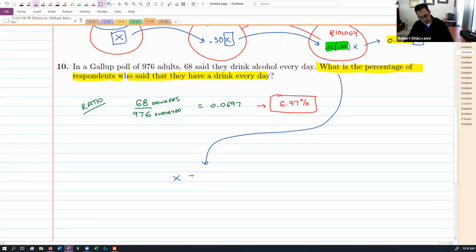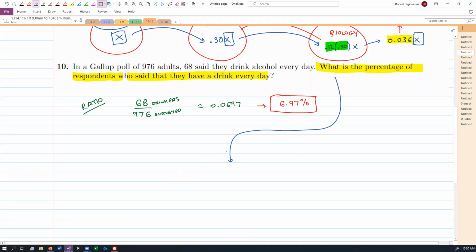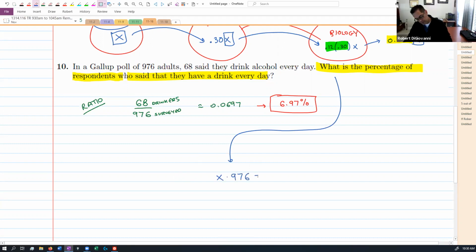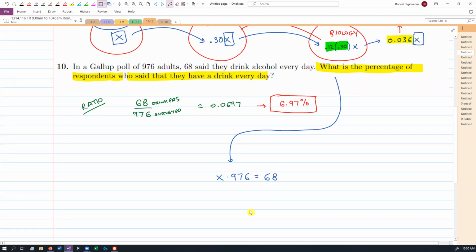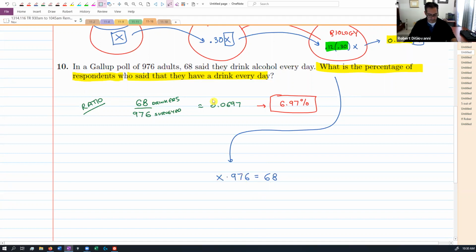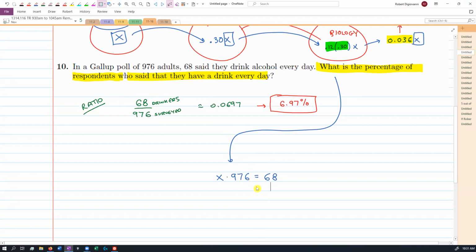If you do what is, and then you're saying percent. So tell me again how you wanted me to write this, or I'll let you say. Could you have done what? I don't even know if that's possible. Could you do X times 976 equals 68? X times 976 equals 68. Yes, that would work. Because that's the percent, we want to know the percentage of, which would be times that amount of people, and that has to equal 68 people. Yes, you could do it that way. I would just say it works.